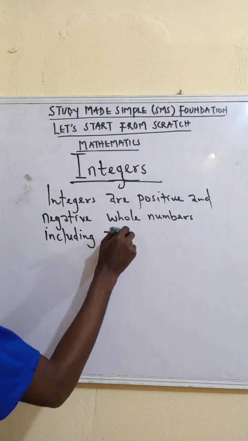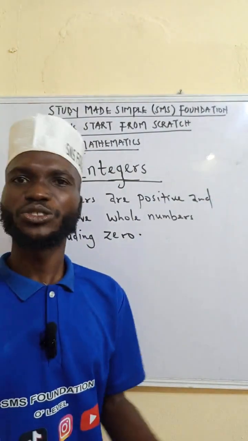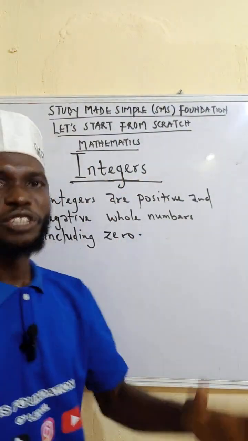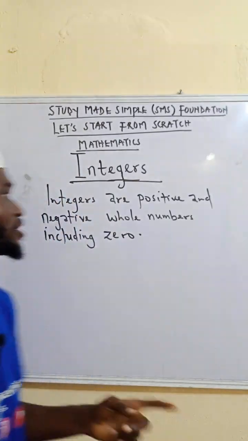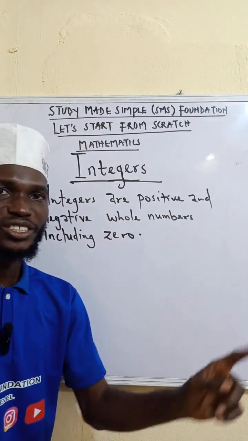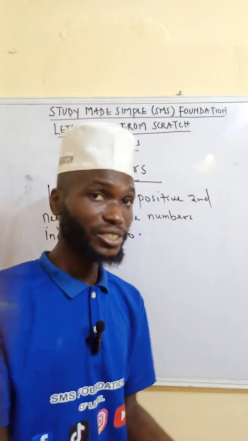Including 0. Good. So you can see, I don't like to stress students. This definition is easy to memorize, to know. It's easy to remember. Always go back to it, and if you forget anything, revise it. So integers are positive and negative whole numbers, including 0. You remember that we said whole numbers are natural numbers, including 0.